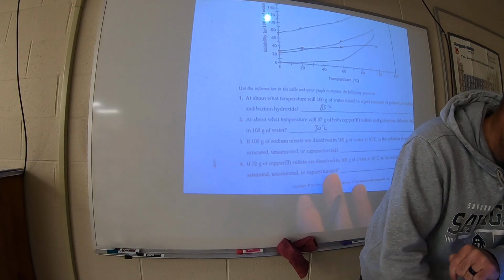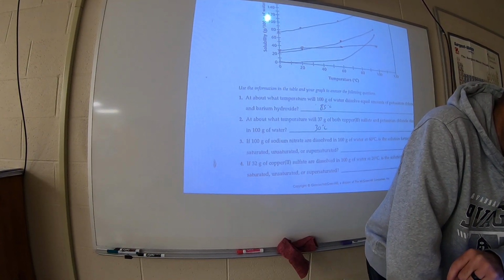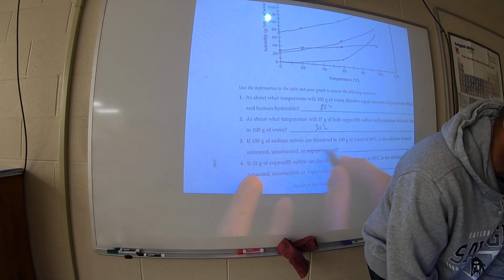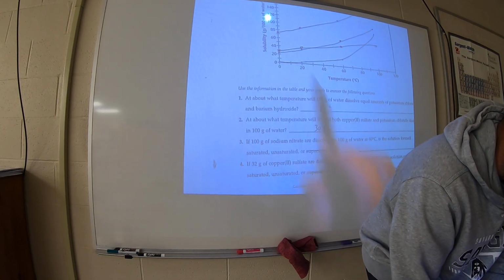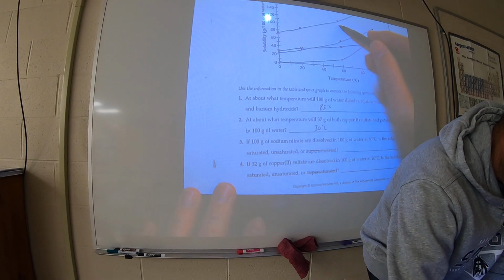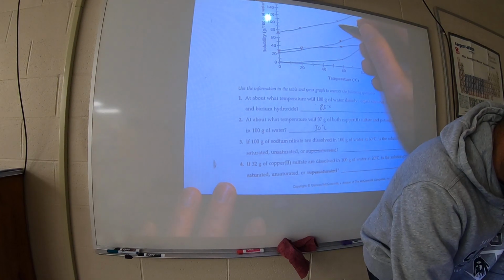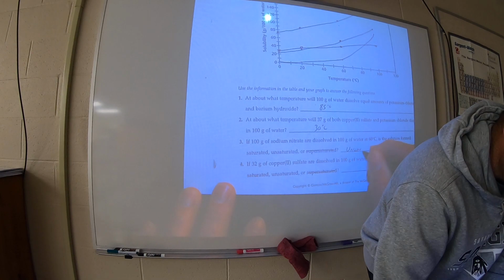Then number 3, if 100 grams of sodium nitrate is dissolved in 100 grams of water at 60 degrees Celsius, what is the solution form: saturated, unsaturated, or supersaturated? We're not even going to deal with supersaturated. It's either saturated or unsaturated. So 100 grams at 60 degrees, find 100, find 60 degrees. It's about right here. This is our sodium nitrate line, so it's below it. So it's an unsaturated solution.